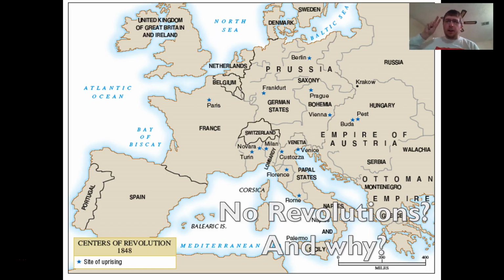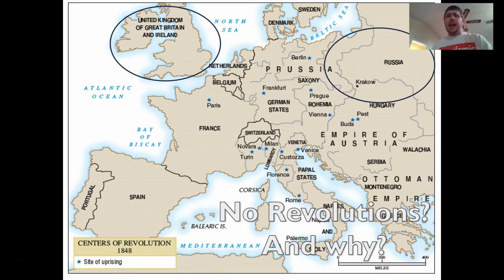Now, there are going to be two major places in 1848 that will not see any sort of revolution. And those two will be England and Russia. Those are the two major countries of our big five that you won't see it. In other places, you see in France, you see in Italy for sure, you see in Prussia, you see in Austria, you're going to see revolutions there. The question is, why don't you see them in England or in Russia?